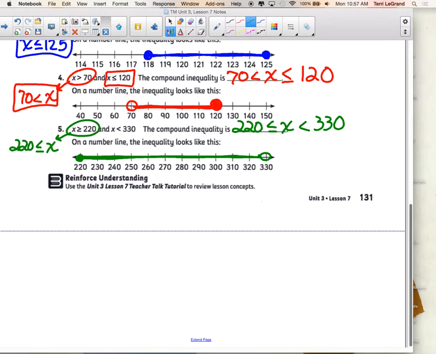Again, very important, Carly, please stop that. Very important that we can tell when your circles are open and when they're shaded. We can tell what part of the number line is shaded. All of those things are important.